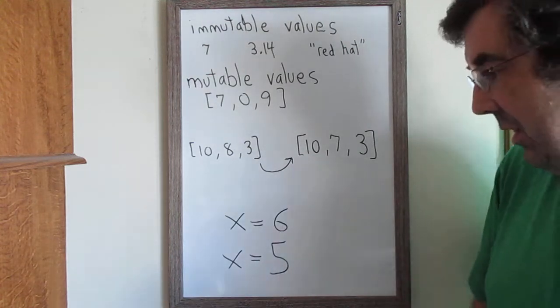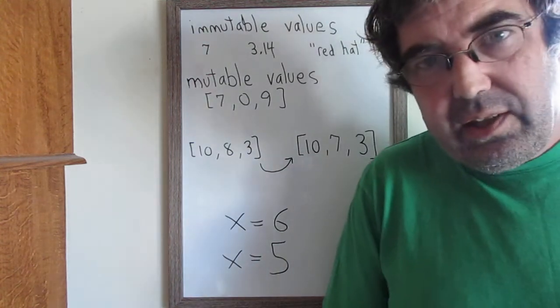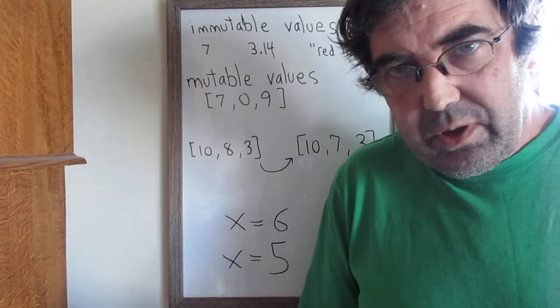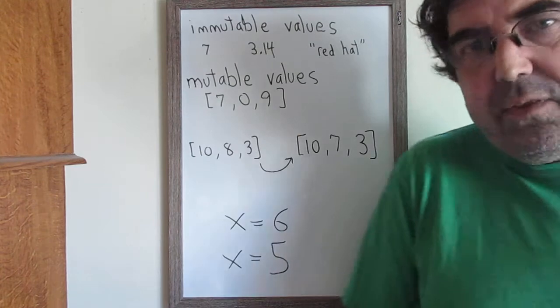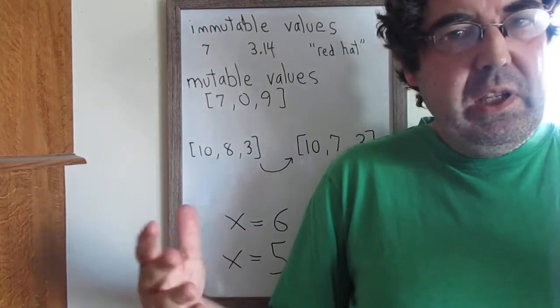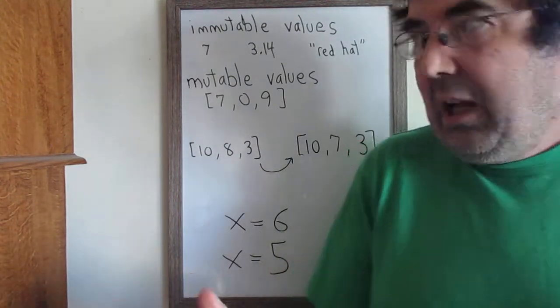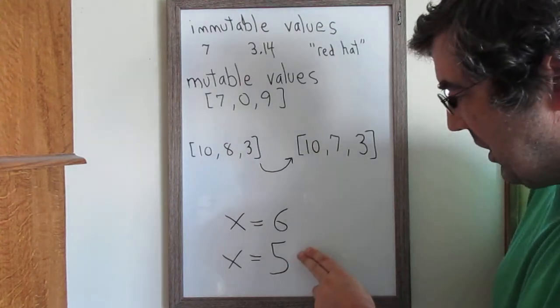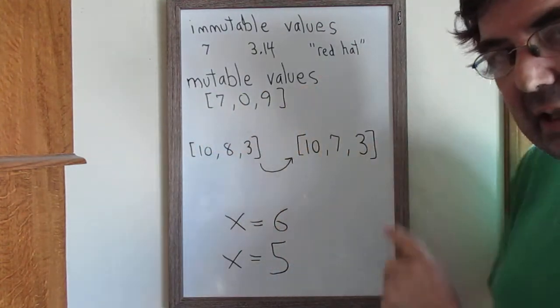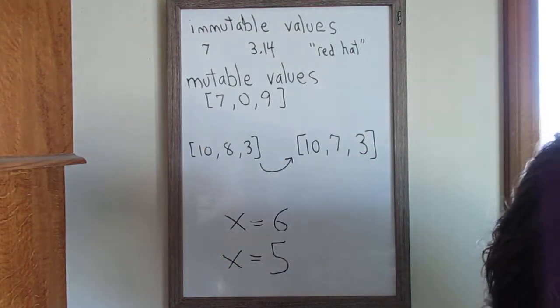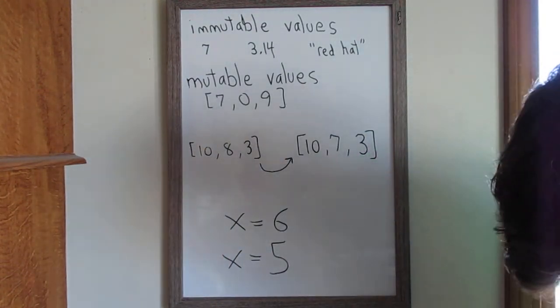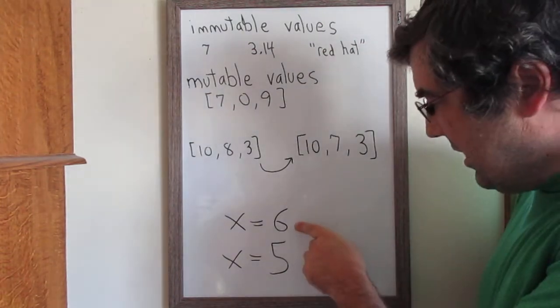Now, 6 is a number. That means 6 is an immutable value. Okay? When you see 6 being changed to 5, you might think mutable value. No. So this is not a situation where I have a mutable value, and let me explain why. I know it's subtle. 6 is an immutable value.